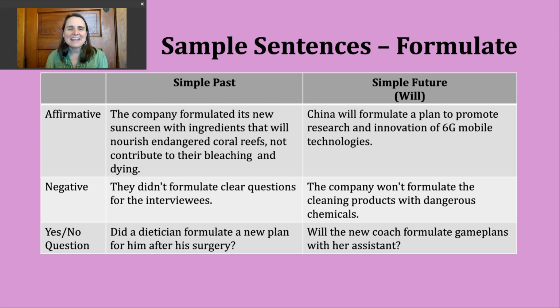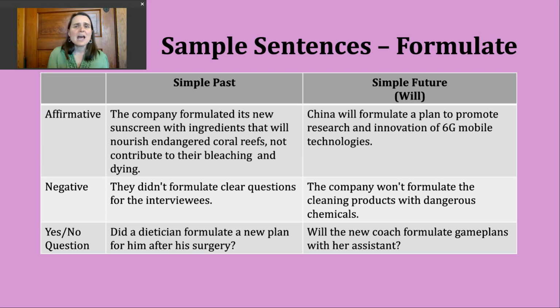Now let's talk about a negative simple past tense sentence. To do this, I start with my subject. I'm going to use did not and then the base verb. You might also hear the contraction didn't and then the base verb. An example of this might be, they didn't formulate clear questions for the interviewees.